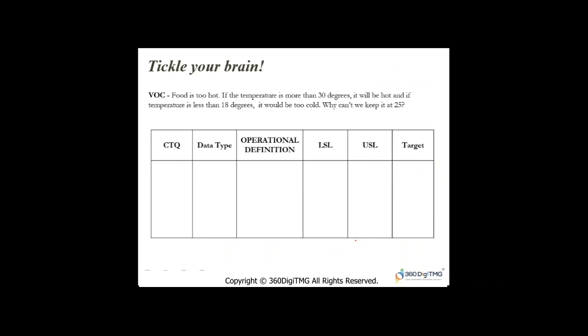Here's a quick exercise to tickle your brain. Here is the voice of customer. Food is too hot. If the temperature is more than 30 degrees, it will be hot. And if the temperature is less than 18 degrees, it would be too cold. Why can't we keep it at 25? That's the voice of customer.